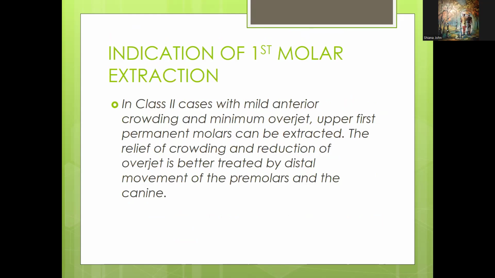Indications of first molar extraction: Class 2 cases with mild anterior crowding and minimum overjet. Upper first permanent molars can be extracted. The relief of crowding and reduction of overjet is better treated by distal movement of the premolars and the canine.